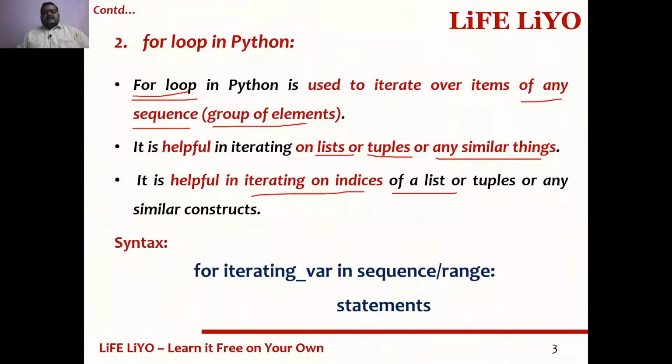The syntax is for, space, iterating variable, that is any helping variable like i, j, k, any variable which is going to be repeated. Where is it going to be repeated? In a sequence or range. You know that a sequence is nothing but a group of elements, such as lists or tuples. Then what about the range? Range is nothing but a number of elements in a particular period of given numbers. We are going to learn that next, and then whenever the condition is satisfied, the statements will be executed.